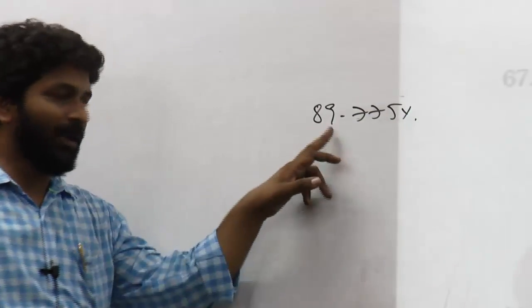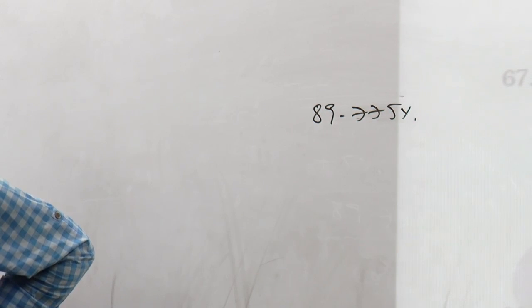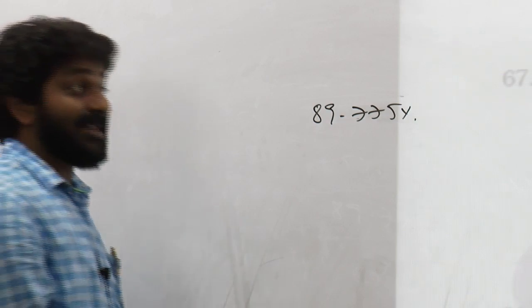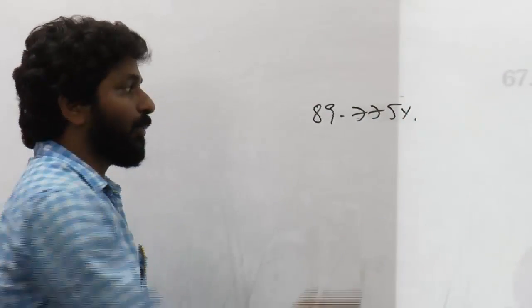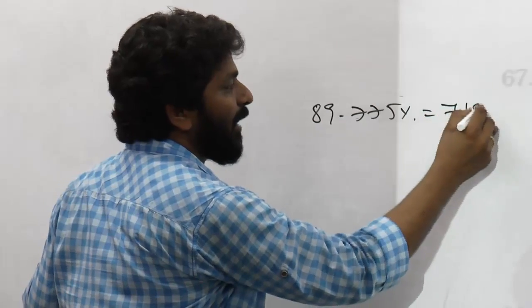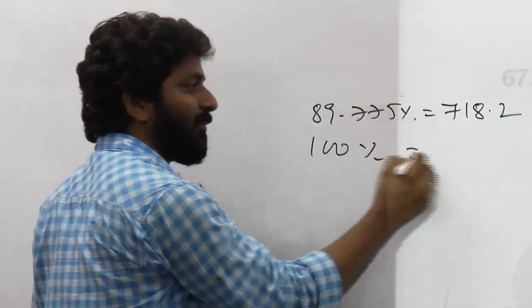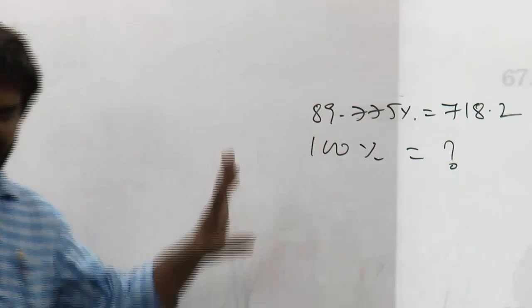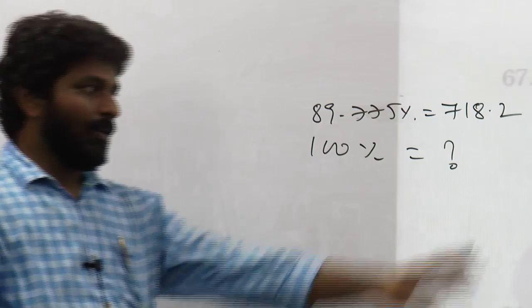Right? What is 89.775% called? What do we call that? Selling price. And he paid 718.2. So this is equal to 718.2. We are asked about market price, which is 100%, equal to how much? Don't do it. Keep it aside. Keep it aside. Quantity 2.